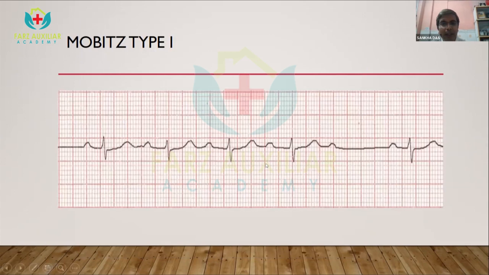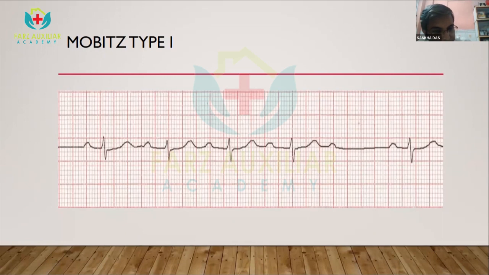So what do you see in this ECG? Anyone? Students? Can anyone describe what is there in the ECG? I know it is Mobitz type 1. What happens in Mobitz type 1? Sir, PR is progressively, gradually prolonged, and then there's a drop. Progressive prolongation of the PR followed by a missed P wave. Yes, sir. Is this an indication of putting a pacemaker?